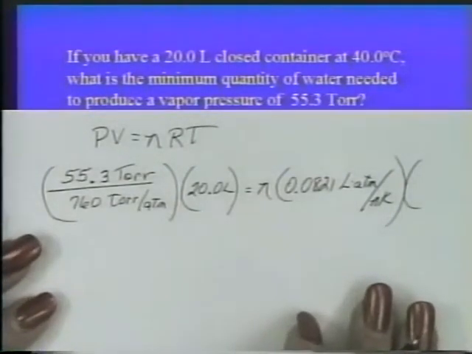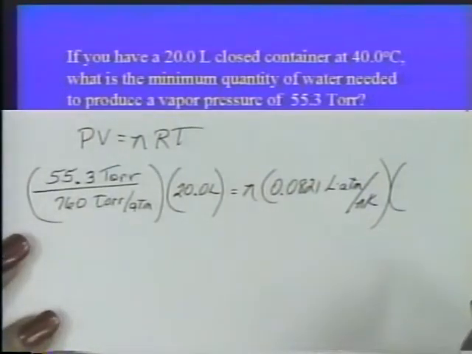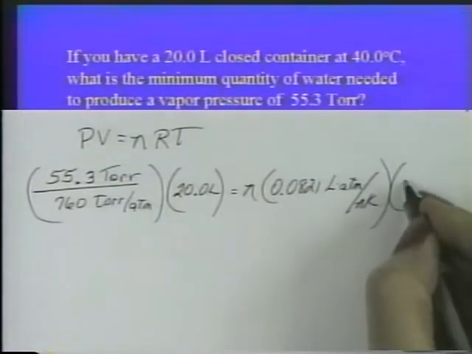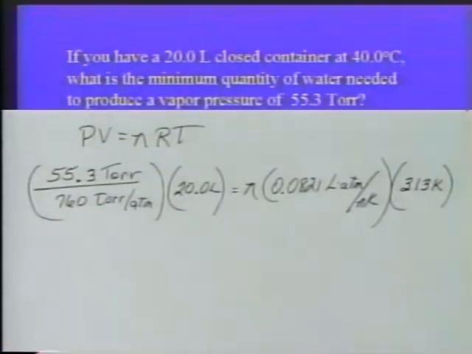Hang on here. And it is at 40 degrees Celsius, and 40 plus 273 is 313 Kelvins. Got that? All right. Take a second. Punch it into your calculator. See what you get. While I go over here and locate where I have hidden my calculator. I think I left it in my briefcase. Yes, I did. Here it is. So now let's punch it in.